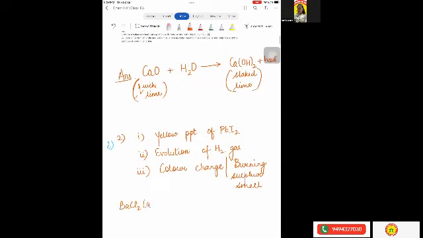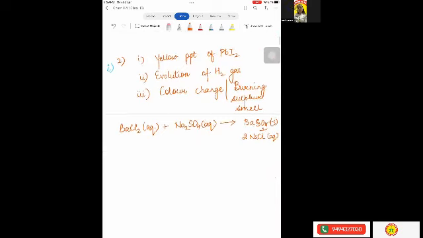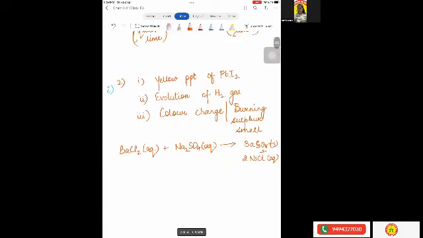BaCl2 in the bracket, you have to write aqueous, plus Na2SO4 aqueous. This gives us BaSO4 plus 2NaCl. This is aqueous and this is solid. How many marks are cut for the aqueous and solid? One mark is cut for not mentioning the reaction and one mark for not writing the state symbols. That's very important. Whenever you get the test, you can analyze it. In case any of you have any problem, please ask me.